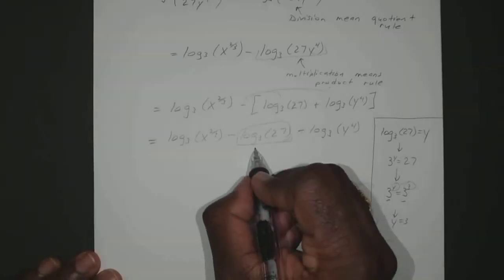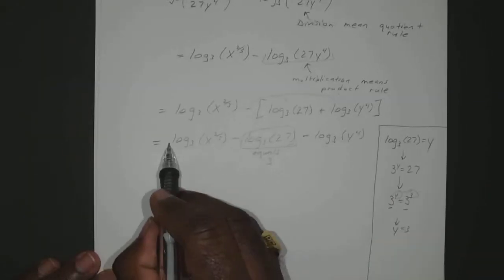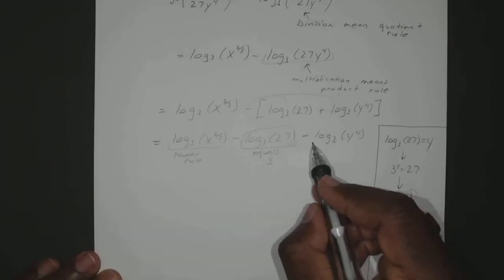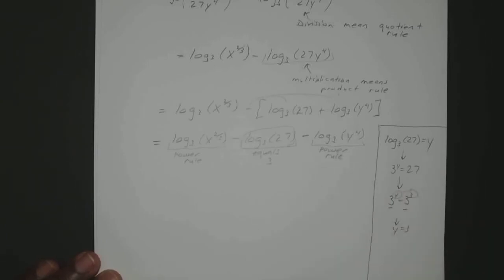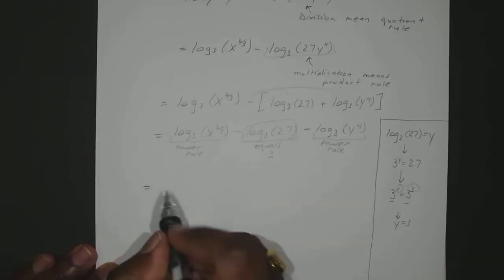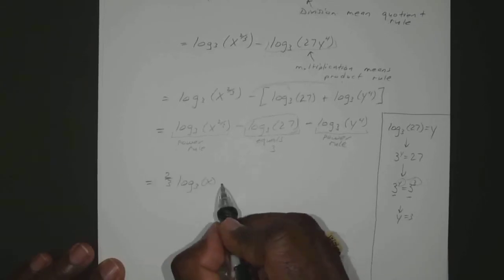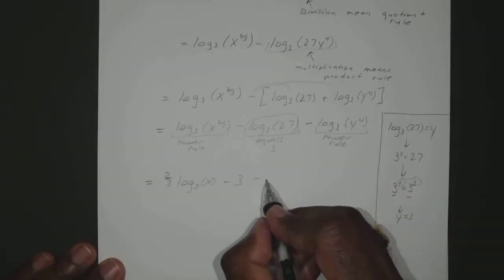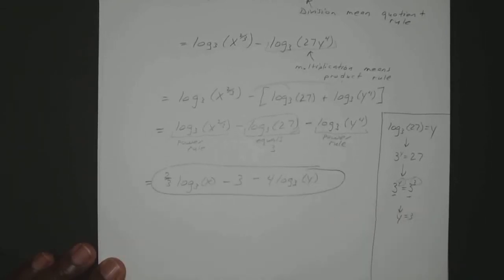Okay. So this term equals 3. For this term, we can use our power rule and bring that down, and for this term, we can use our power rule as well. That will give us our answer if we bring that 2/3 down: 2/3 log base 3 of x minus 3, which we proved, minus, we bring that 4 down to the front, log base 3 of y. All right, so any questions on that one?